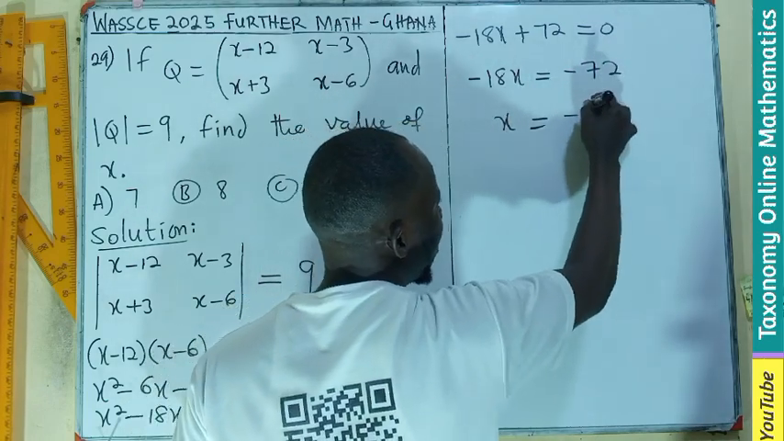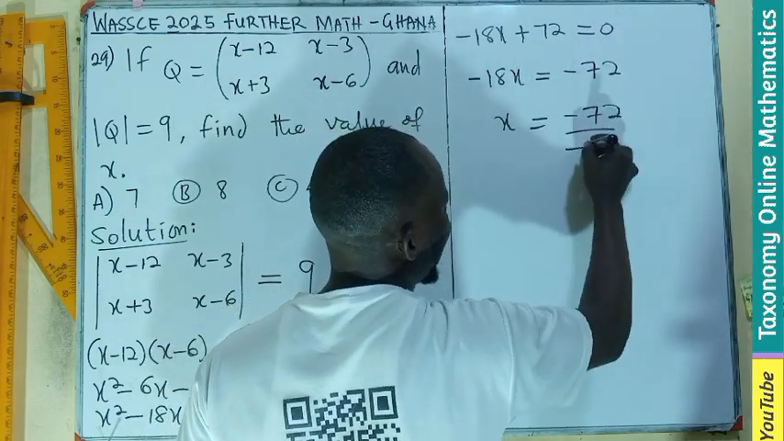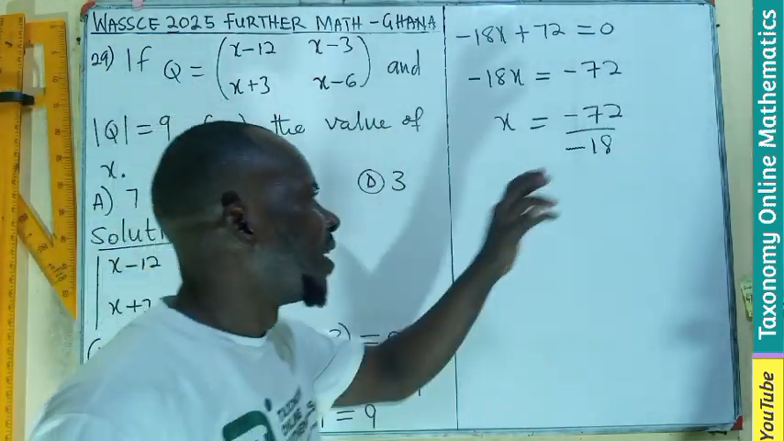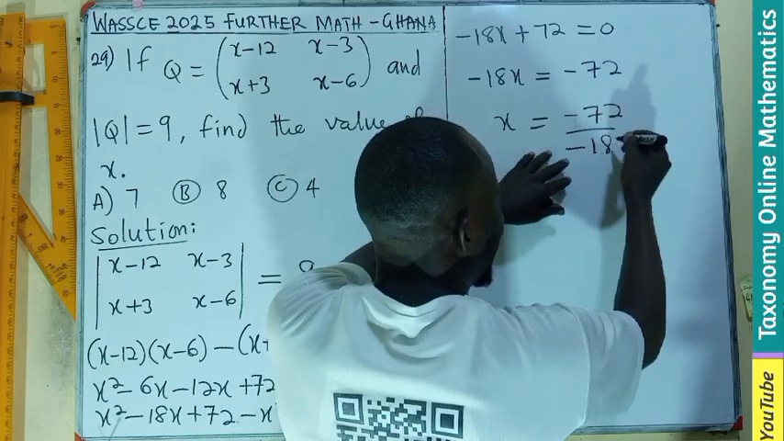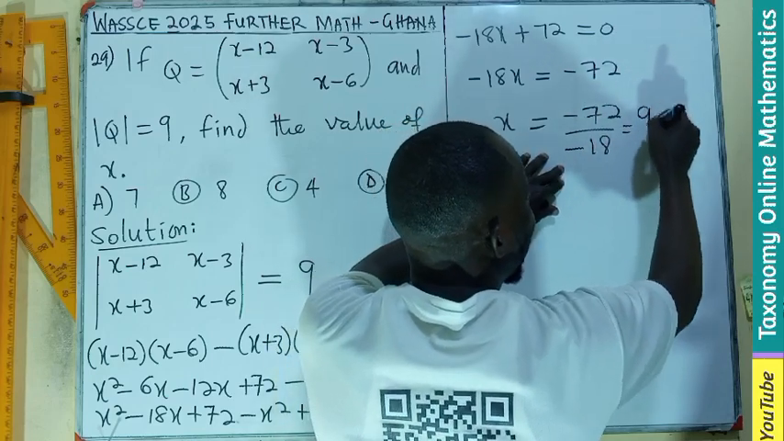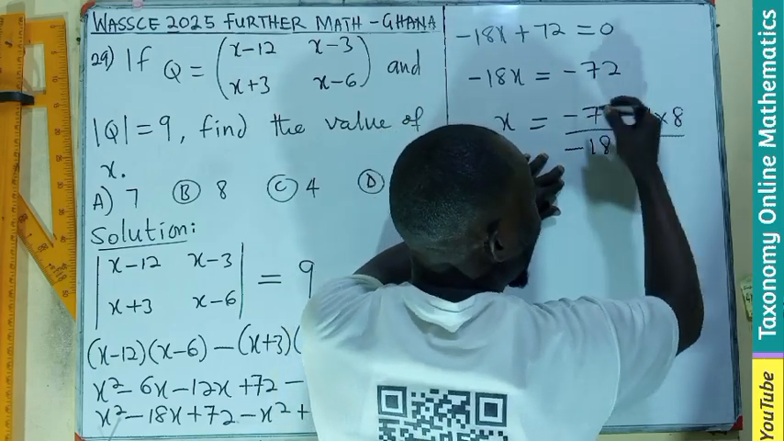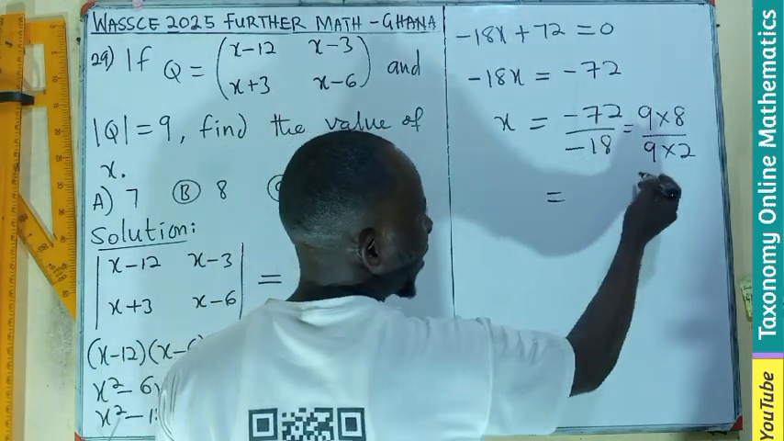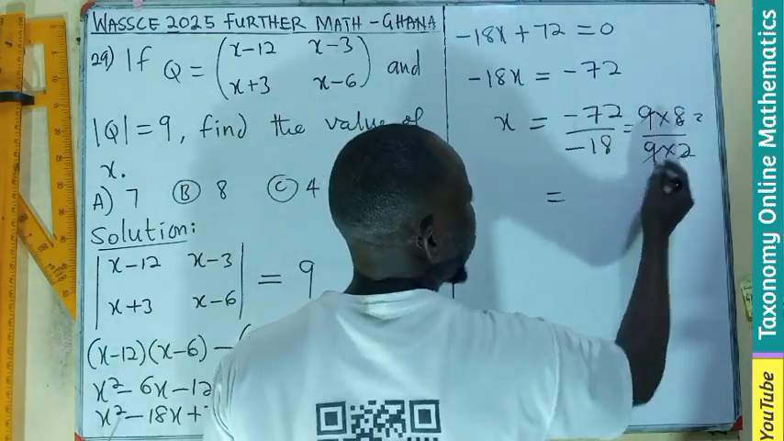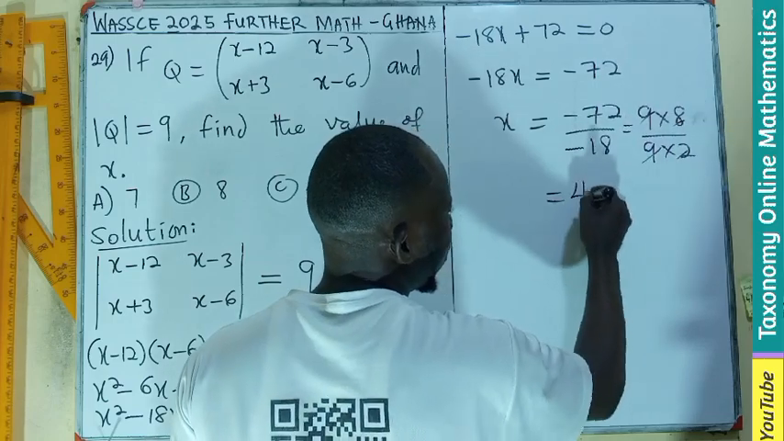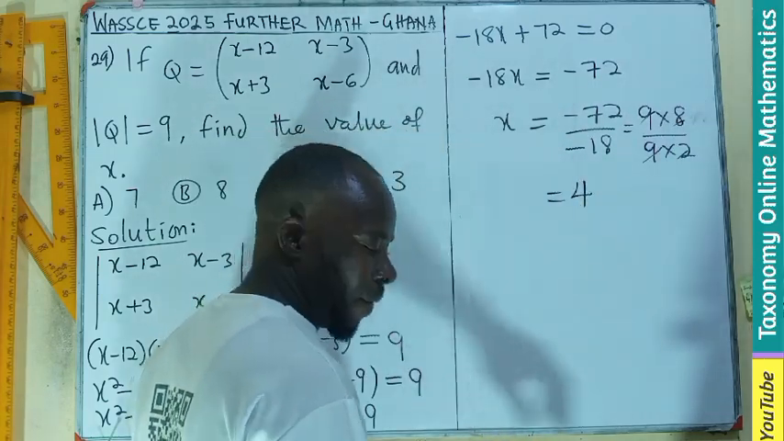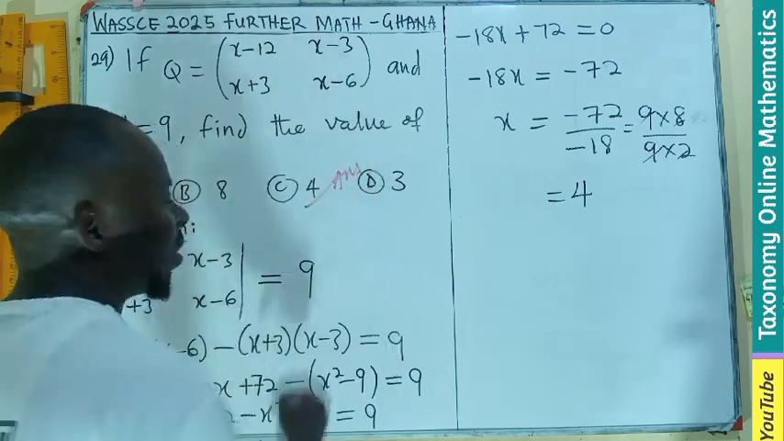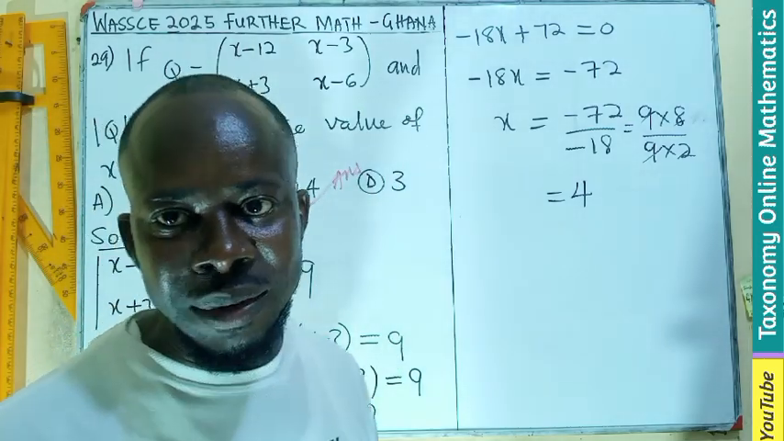x will be equal to negative 72 divided by what? Negative 18. But what can I see? The negative will cancel, so I should be having 9 times 8, and this is going to be 9 times 2. So if you check that carefully, this will cancel, and this will give you what? 4. So the value of x we are looking for is 4, as option what? C. I guess the concept is clear.